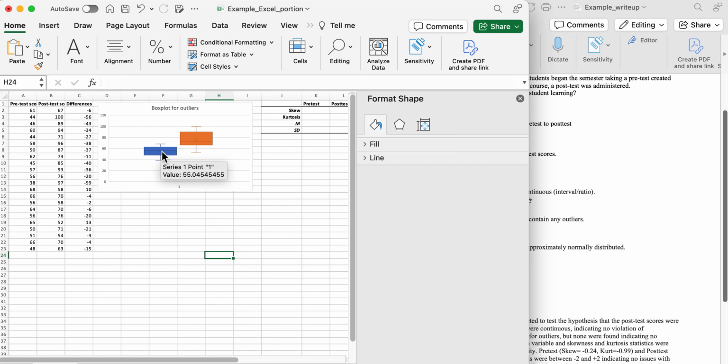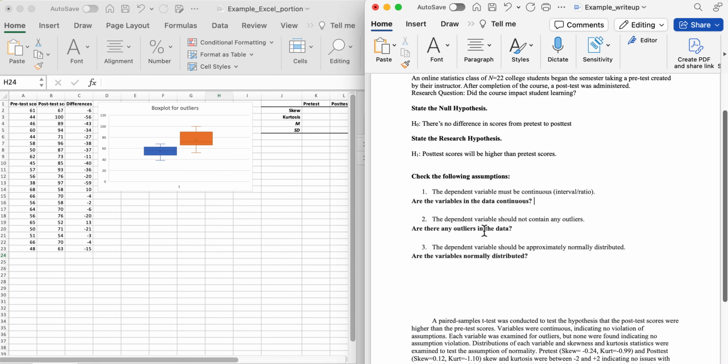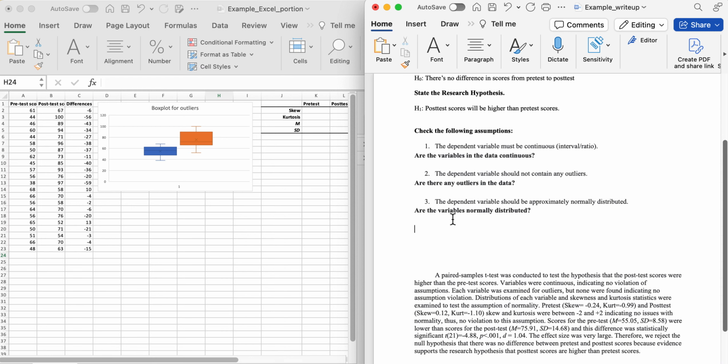Now, an outlier would show as a little X somewhere up above or below these. So this is pre-test, this is post-test. There's no outliers. We don't have to worry about that. So yes, that assumption has not been violated. Neither one of these have been violated. So we can move on to the third assumption.